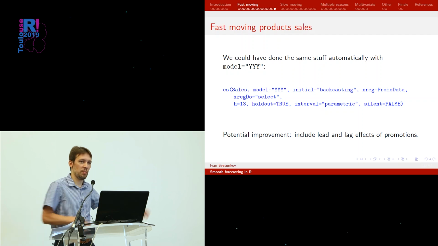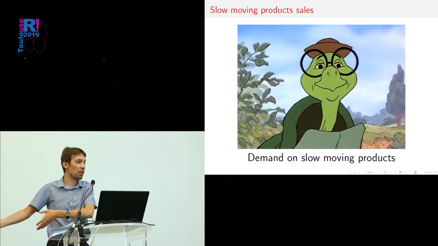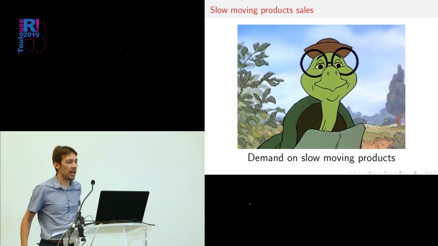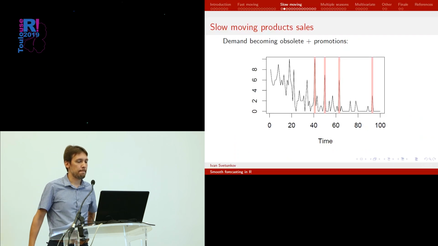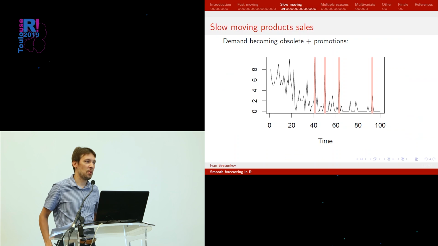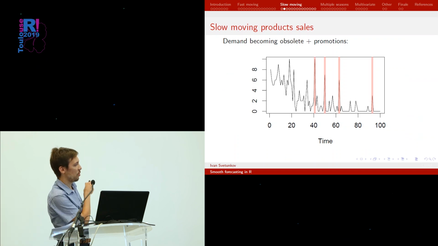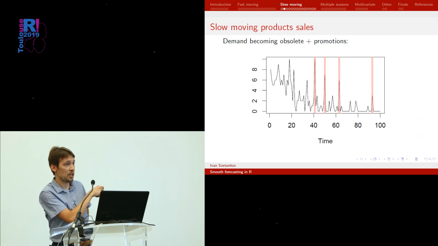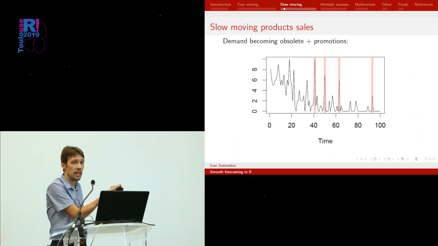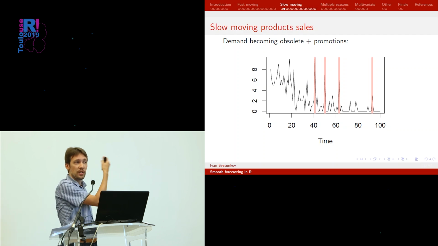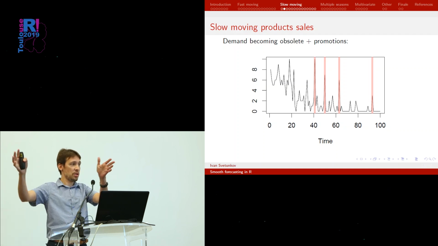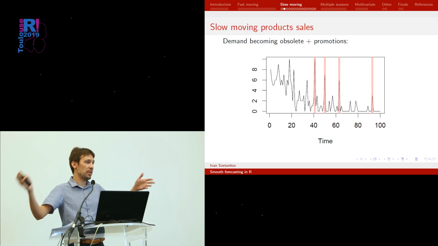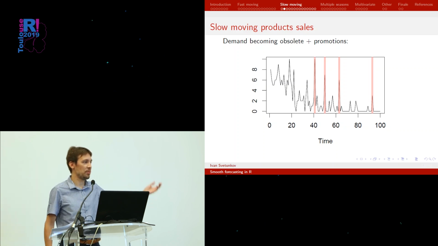The second one, the previous was fast. Now let's go to slow moving products. And with slow moving products, the idea is quite interesting on its own, because on one hand we have uncertainty about demand sizes, on the other hand we have uncertainty about when demand will occur. And I'm showing you an example of a product that becomes obsolete. So it was sold okay in the beginning, but then people stopped liking it and stopped buying it. So we observe zeros happening in the data.